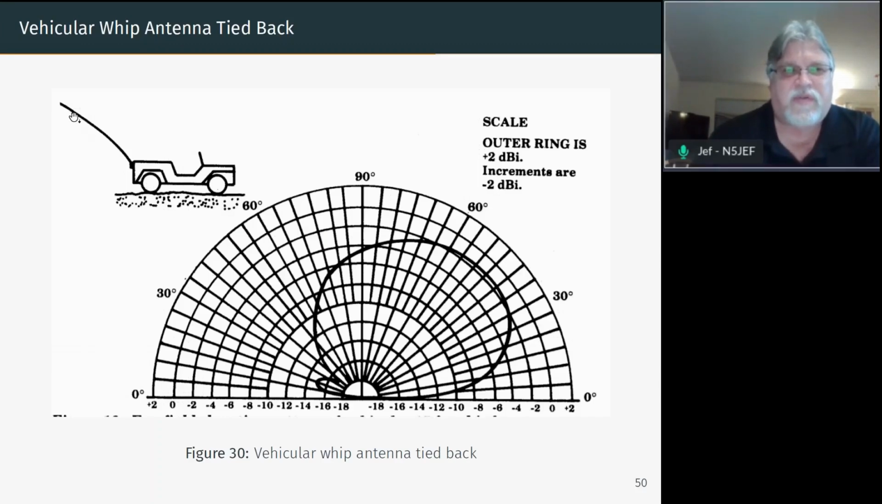Here's your standard 15-foot whip antenna on a Jeep, pulled back so that it's kind of horizontal. And you can see from the radiation pattern that it's not terrible, but it's not really good either, and it's very directional. But this would get some energy up toward the ionosphere.